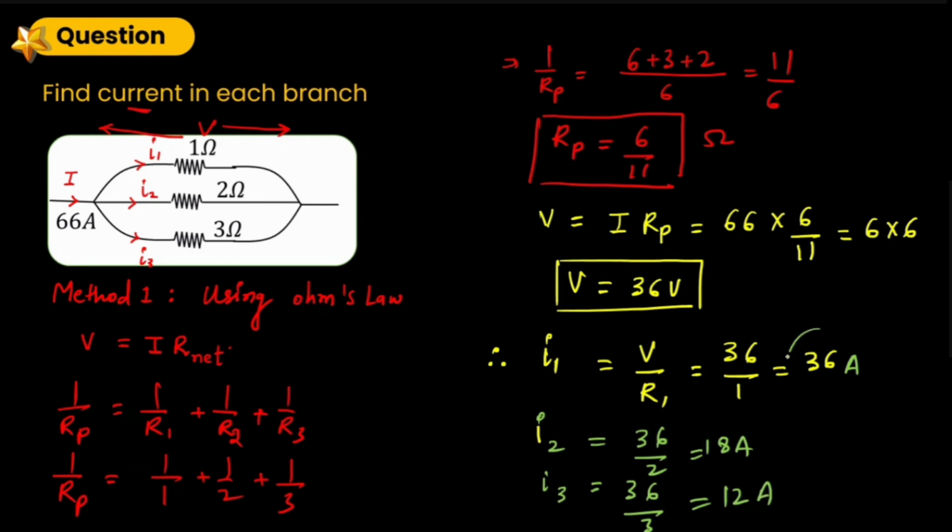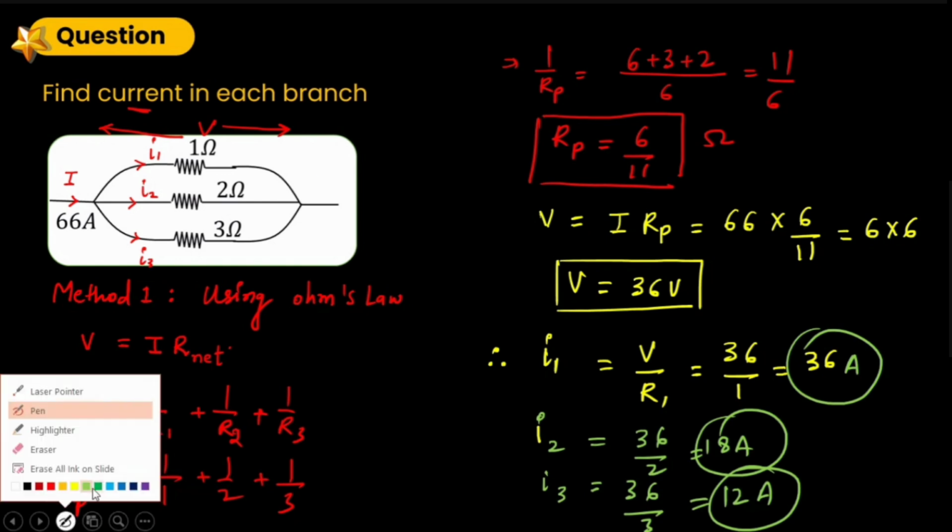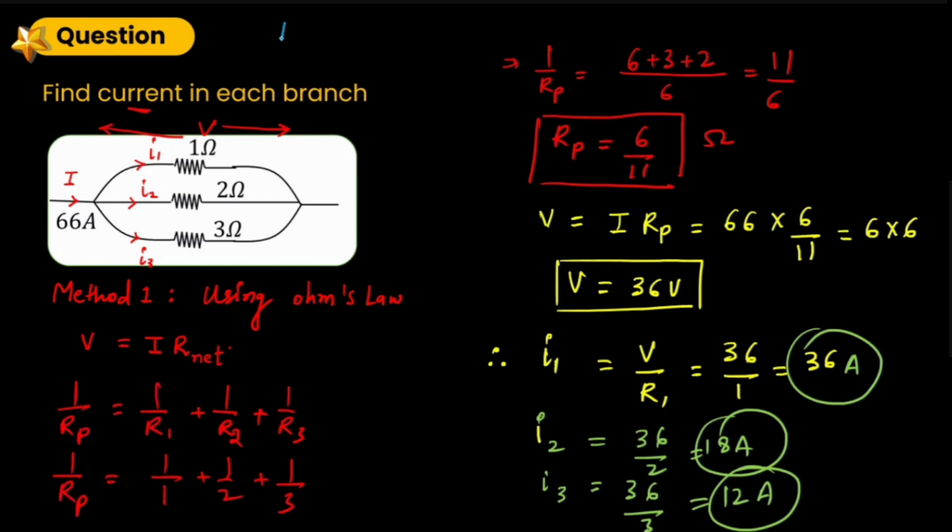So these are the values of current in each branch. Now, is there another method to solve such a problem? The answer is yes. We can solve such problems analytically as well. Method two is simply using common sense, as we already discussed: the higher the resistance, the lower the current passing through it, and the lower the resistance, the higher the current that will pass through it.